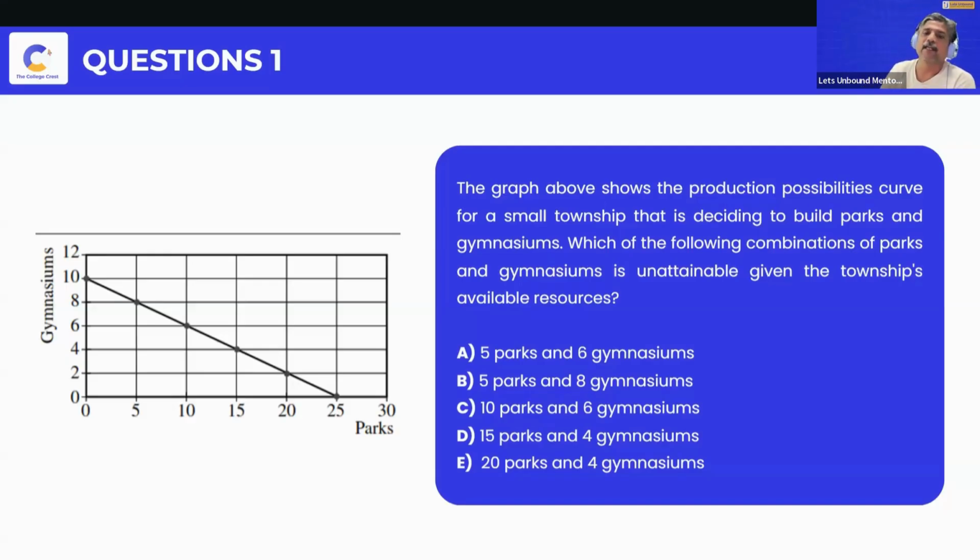So here we can clearly see that the parks are plotted on the x-axis, the gymnasiums on the y-axis. So the point 20 parks and 4 gymnasiums, you can see, lies outside the region which is trapped between the axis and the curve. So option E is the correct option, which says that it would be unattainable to have 20 parks and 4 gymnasiums.